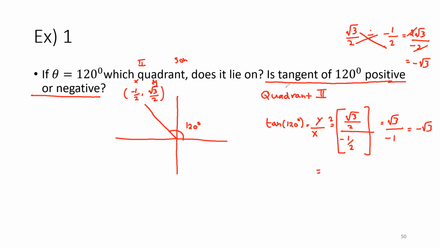Okay, so they didn't actually want you to find it. They just want you to tell if it's positive or negative. Our final output is negative radical 3, so it is negative. Okay, so it's negative and it lies in quadrant 2.